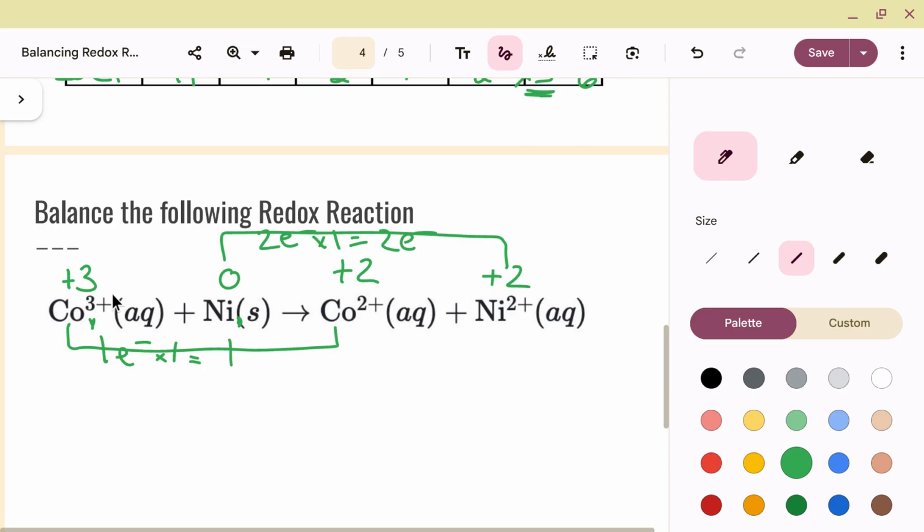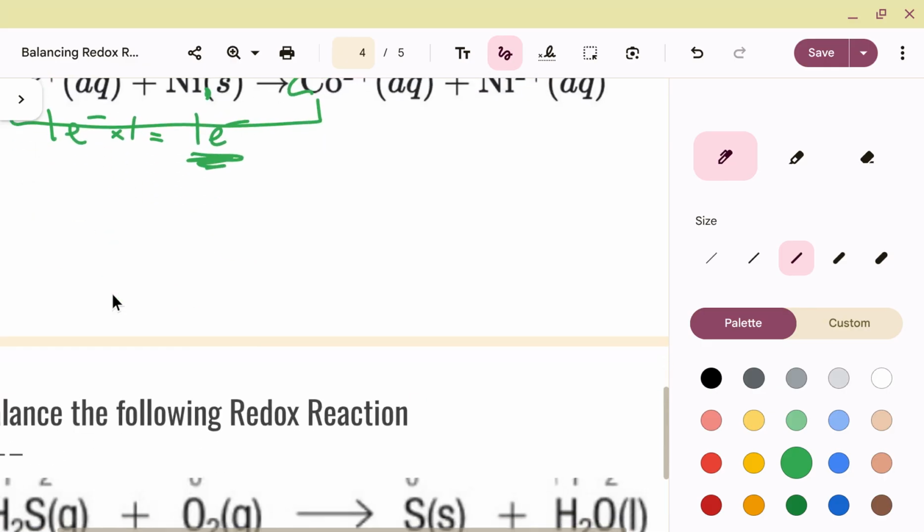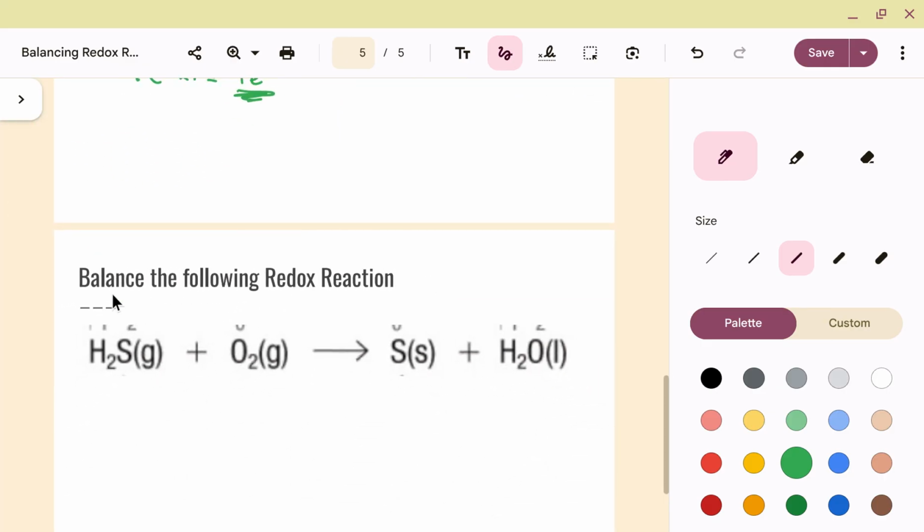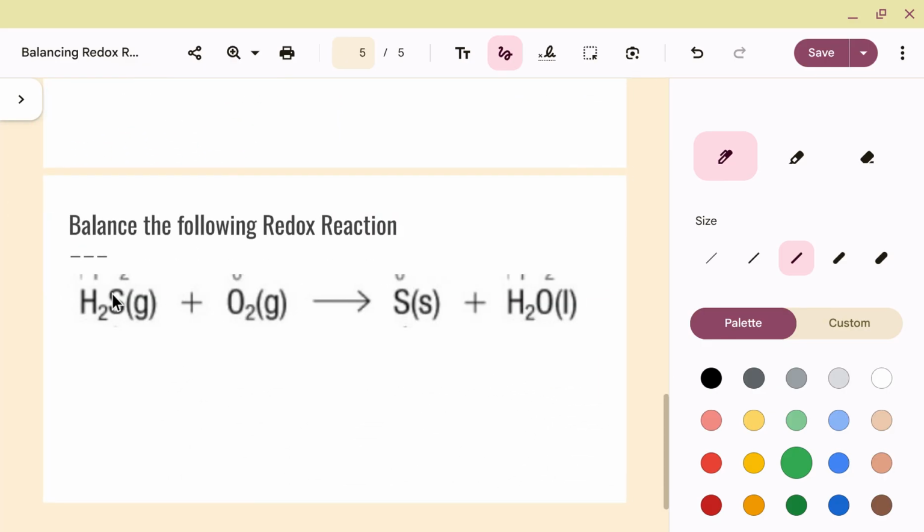Now, our goal is to make our electrons the same. So to make 2 electrons from the cobalt, we'll put a 2 in front, and then a 2 over here, balance the rest by inspection, and we're balanced. Let's try just one more here. Doing the same thing, we want to start with our oxidation numbers.